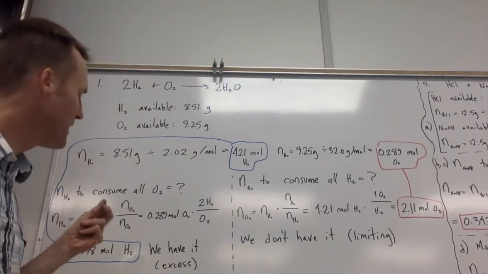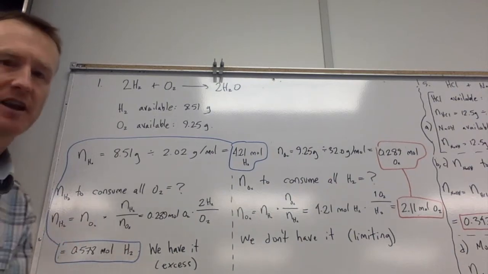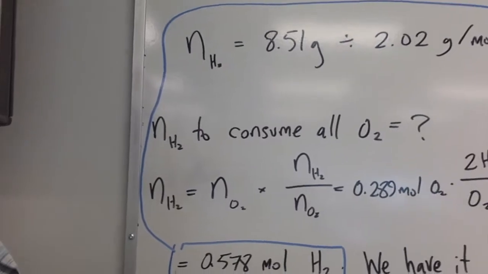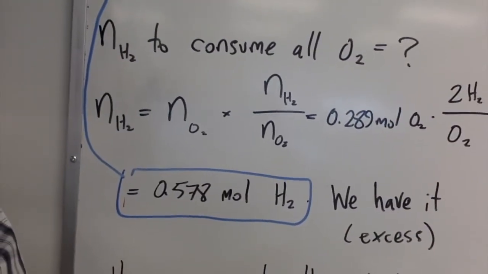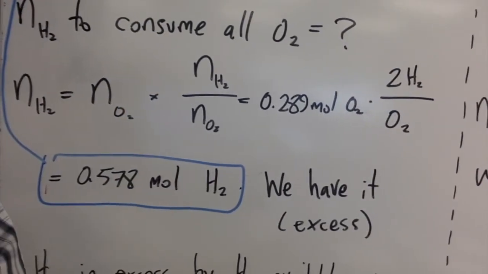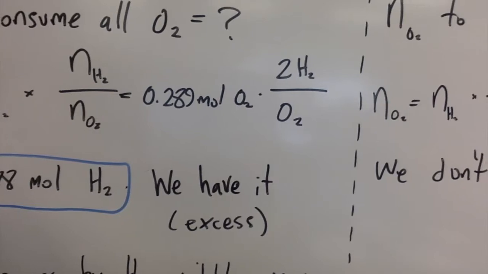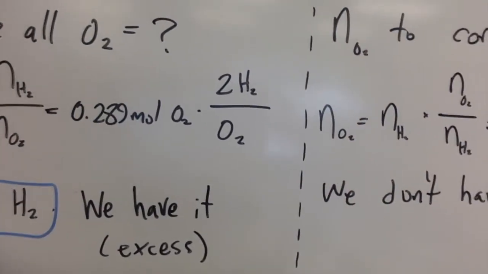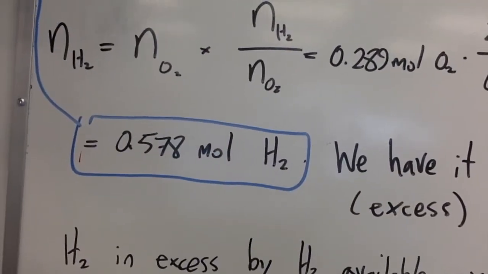So let's see. How much H2 do we need to consume all the oxygen? And here again is the heart of any excess limiting reactant problem. The number of moles of H2 equals the number of moles of O2 times the H2 needed per O2. And I get for that 0.289 moles of O2 times 2 over 1 is 0.578 moles of H2.